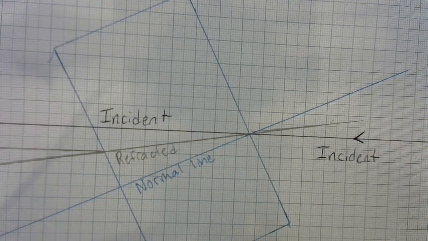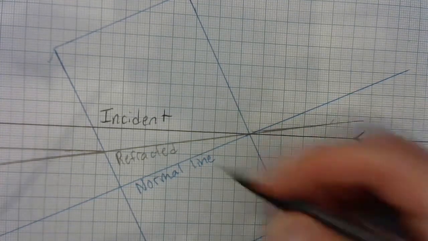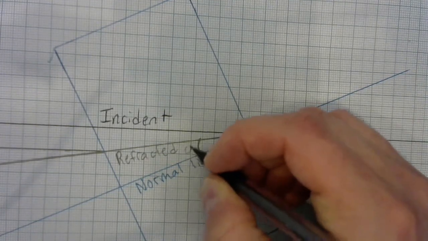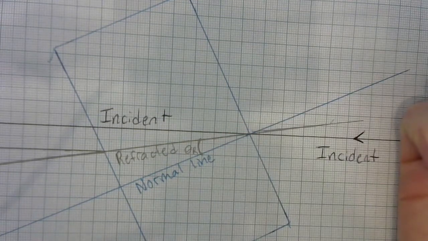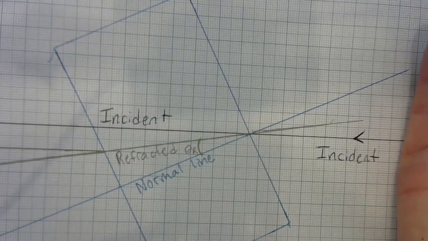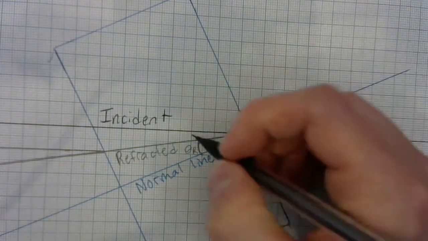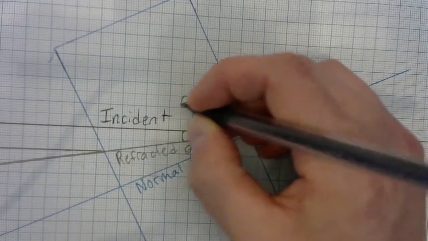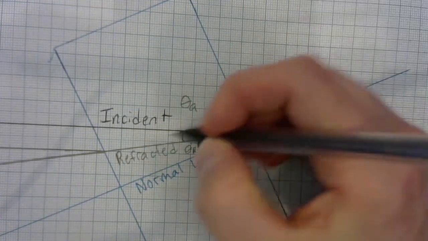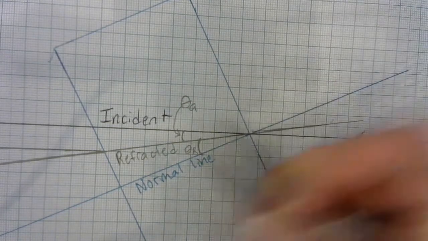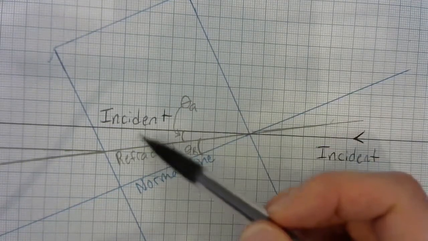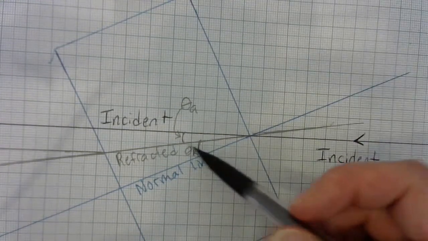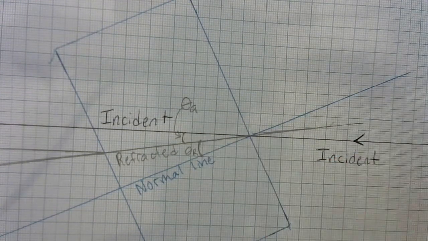So there are 2 angles that I need to measure. I want to measure the angle of refraction. So that is this angle here from the normal line to the refracted beam. And then the second angle I want to measure is this angle here. And that's what we called theta A for simplicity. And that is the angle between the refracted beam and the path that the incident beam was taking. So you'll need to use your protractor to measure these 2 angles.